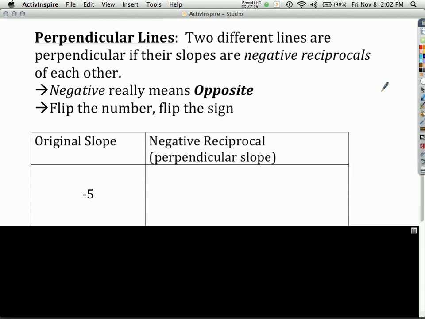So, again, original slope is -5. Brandon, what will the negative reciprocal be? 1/5. Very good. For those of you who have trouble seeing stuff like that, you have to remember that all numbers have a 1 underneath. And so when I say flip it, the 5 is going to the bottom, and the 1 is going to the top, and then we flip the sign. So it was negative here, which means it will be positive here. Any questions about that?